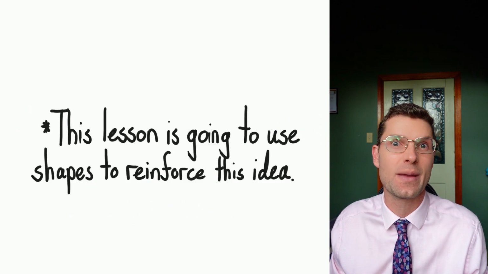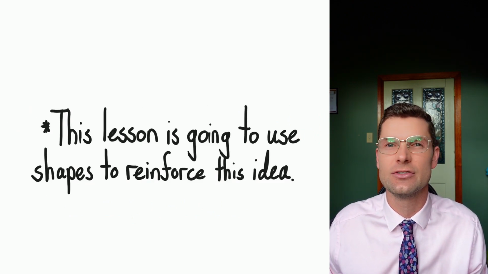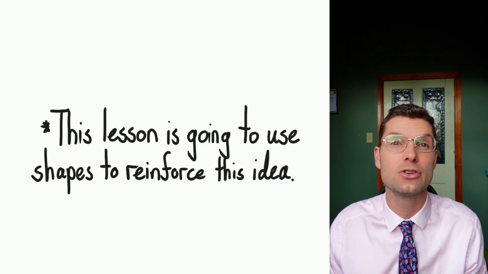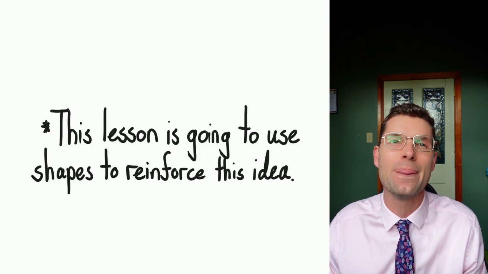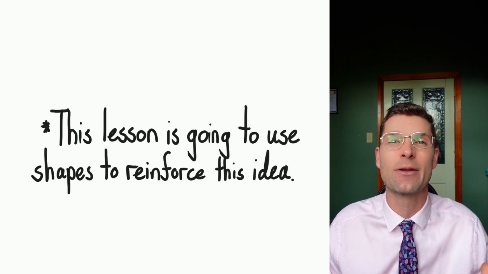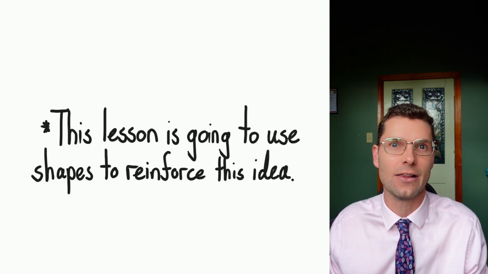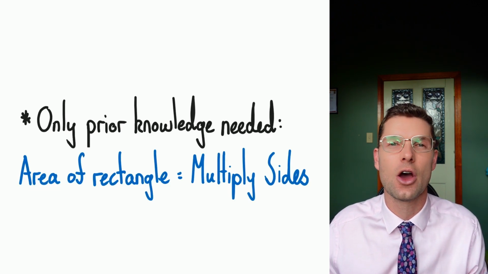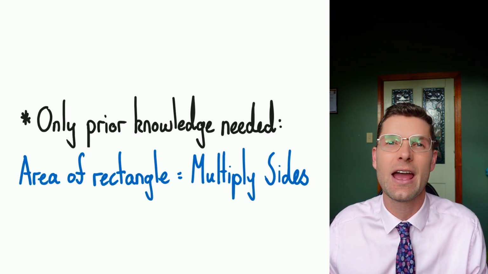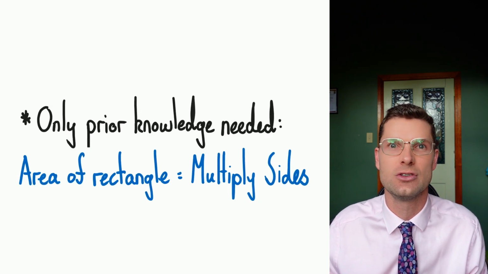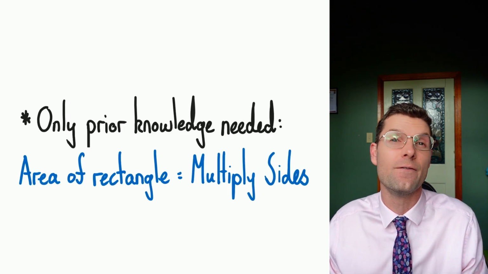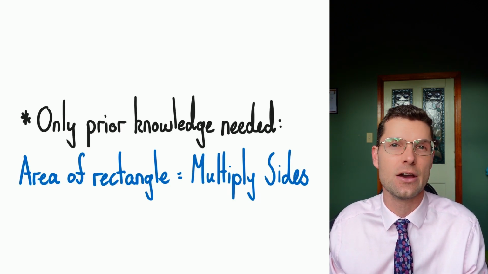So this lesson is going to be a little bit different. Instead of just using numbers and letters to do algebra, we're going to assign a shape to a specific variable, and then we're going to visually represent how we can add and subtract these values. The one thing that we need before we jump into this lesson is that we do need to know that the area of a rectangle is its side length multiplied by its width. So the two sides multiplied together. As long as you're on top of this concept, the visualization is going to be a lot easier moving forward.